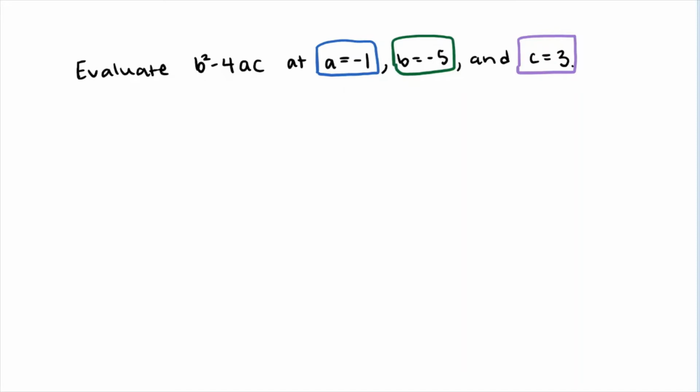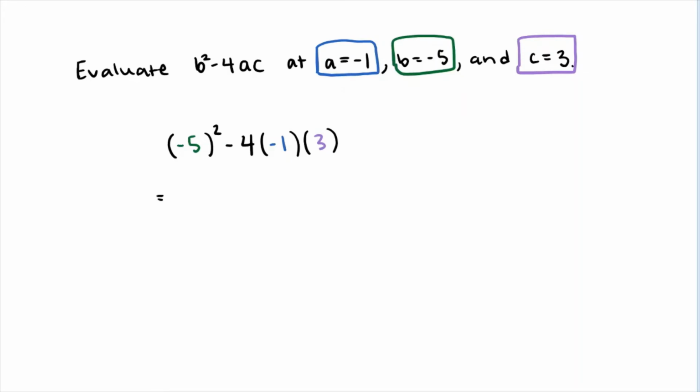And so here the expression is asking us to square the value of b. So we're going to take -5 and we're going to square it. We're going to then subtract away 4 times the value of a, which is 4 times -1. So again, not subtraction here. I'm going to emphasize that by wrapping that -1 in parentheses. And then we're going to multiply this with the value of c, which is 3.